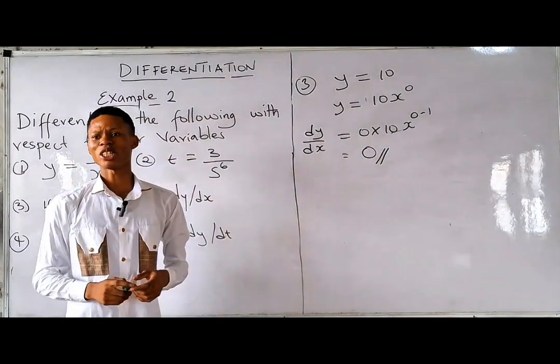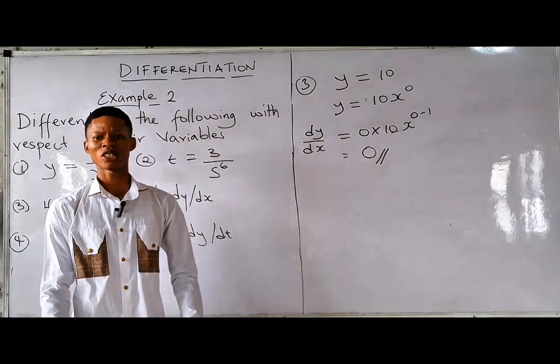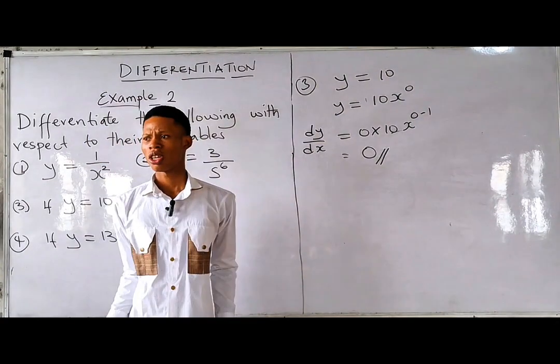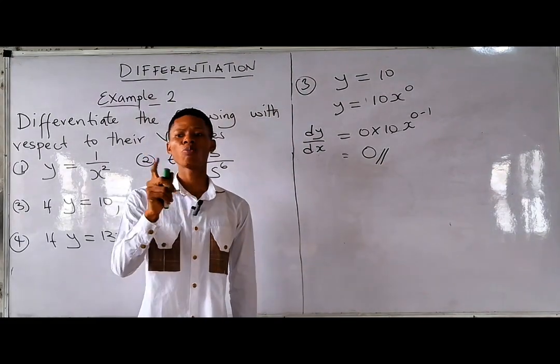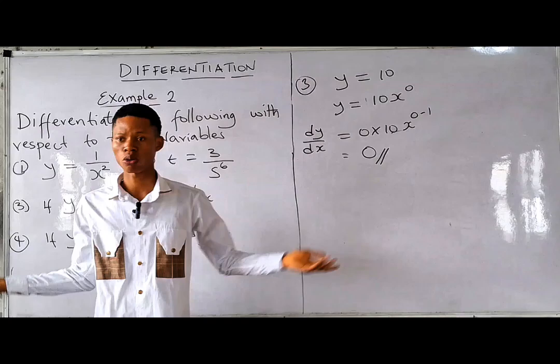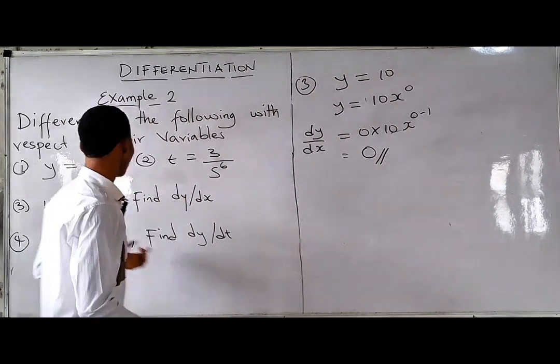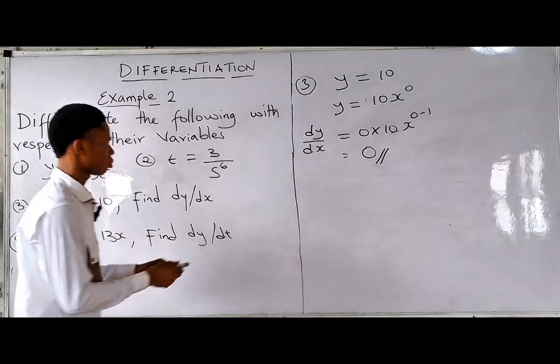So anytime you are differentiating a constant, your answer is 0. If you are asked to differentiate 1 million, 0. In OBJ exams, you don't need to even solve this. Once you see it's a constant, 0. Take your answer and go. Do we get? Good.